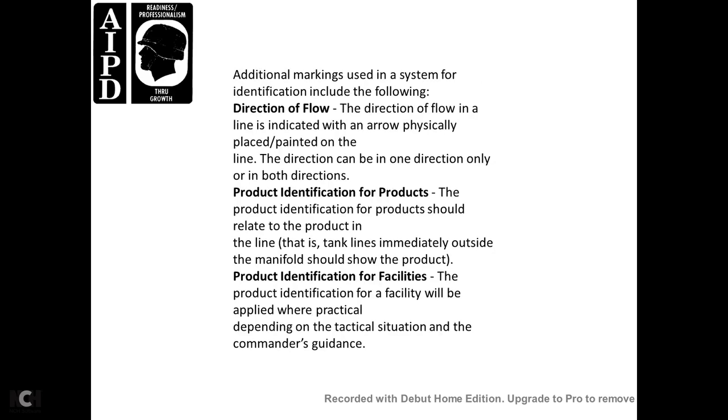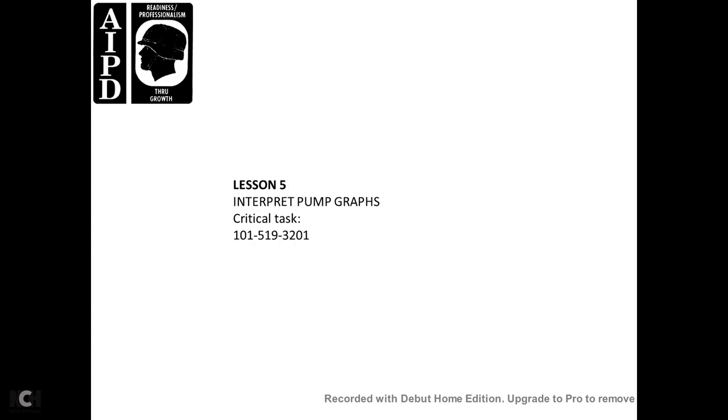Additional markings used in the system identification include the following. Direction of flow: the direction of flow in the lines is indicated with an arrow physically painted on the line. The flow can be in one direction only or in both directions. Product identification: the product identification should relate to the product in the line. The tank line immediately outside of the manifold should show the product. Product identification for facilities will be applied where practical, depending on the tactical situation and the commander's guidance.